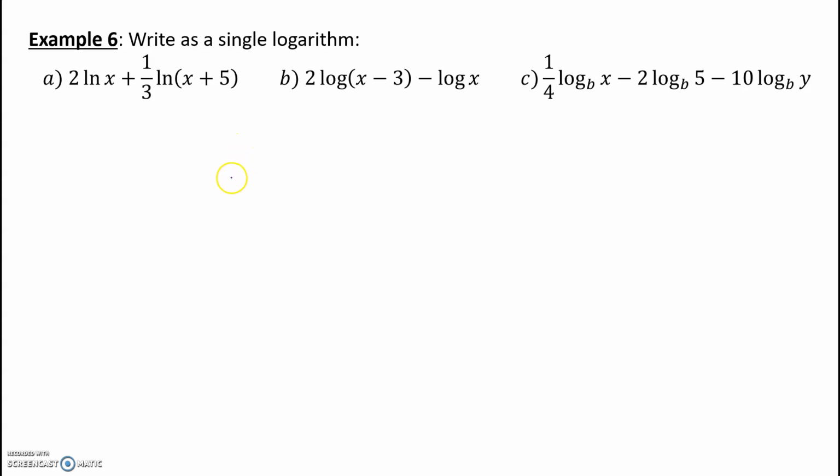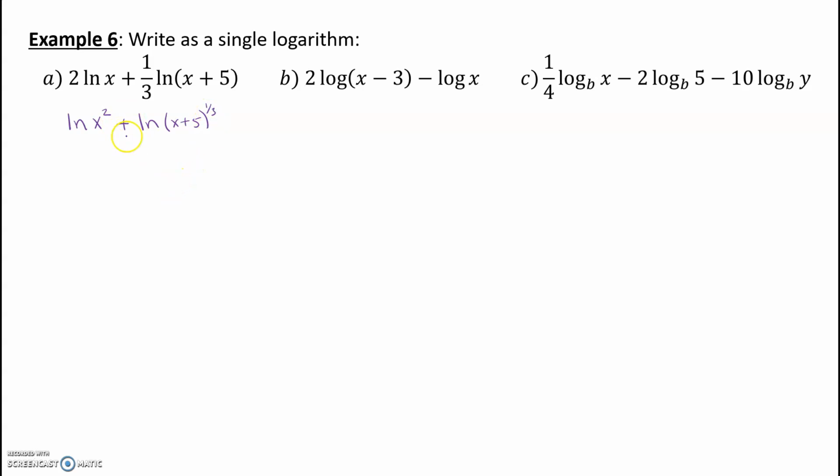They get a little more complicated sometimes. So we're just going to work them through one at a time. If I see something out front, remember it could be an exponent, so we could write this as natural log of x squared plus, again, this can be written as an exponent, natural log of x plus 5 to the 1/3.